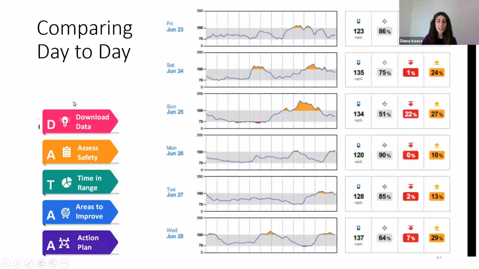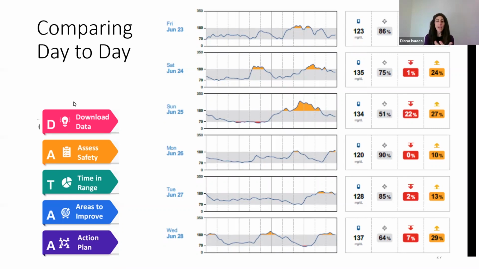Comparing day to day. So this is actually one of my favorite things to do. And when I download data, I really like the AGP report, because the AGP report will show the AGP, your ambulatory glucose profile. It will show you your key metrics, including time in range, and it will also show you the most recent 14 days. So I like going through that day by day, and I'll basically take the 5-step data system and first download the data and orient the person to it, assessing safety. So in this example, Sunday, June 25th, we can see that there was hypoglycemia happening there.